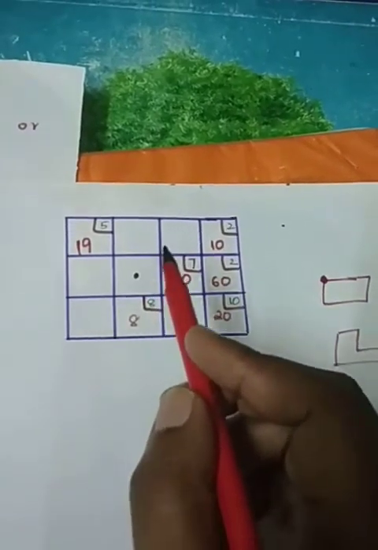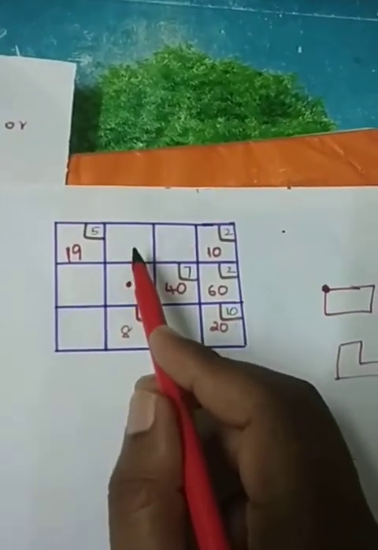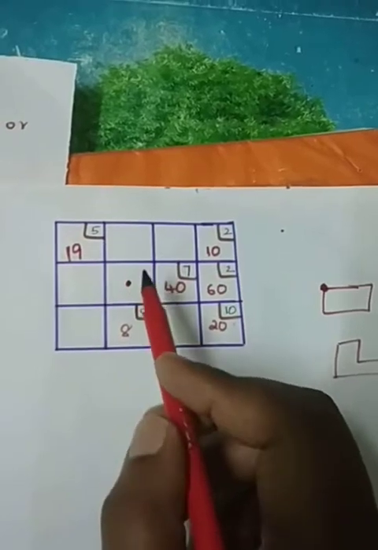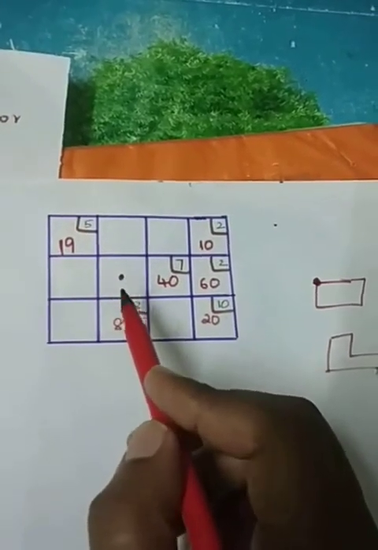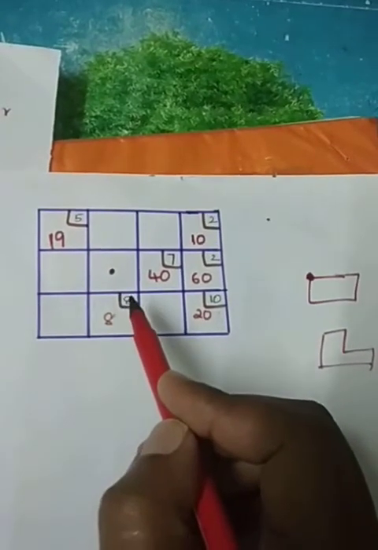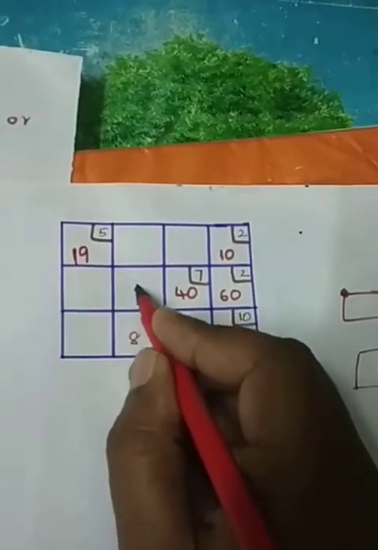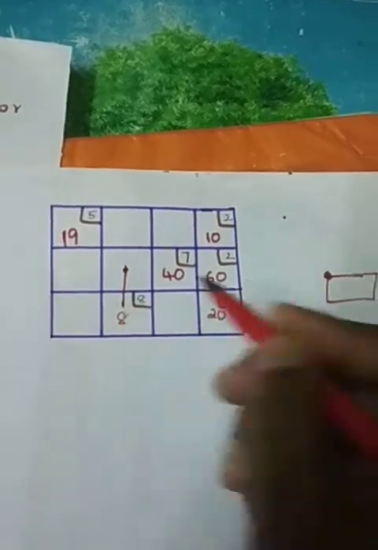So how to draw that? If I go up, there is no occupied cell here. If I go left, there is no occupied cell here. If I go down, there is an occupied cell at the corner. So therefore I draw a vertical line downwards like this.